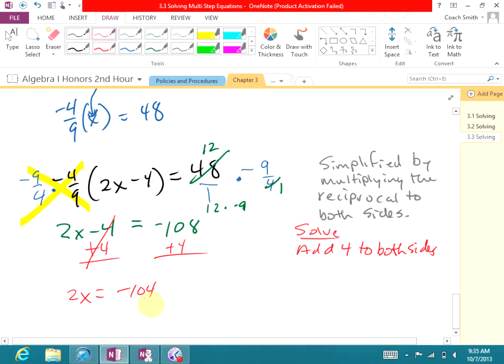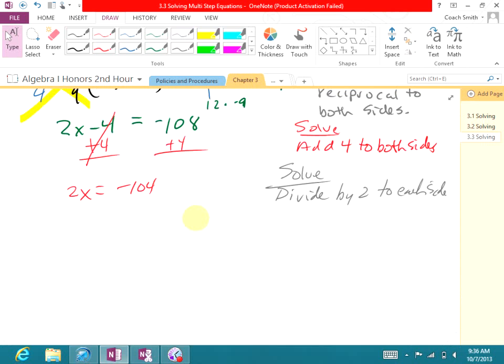Okay, now to solve, I'm going to divide by 2 to each side. So divide by 2, divide by 2. That gives me x is equal to what? Negative 52.